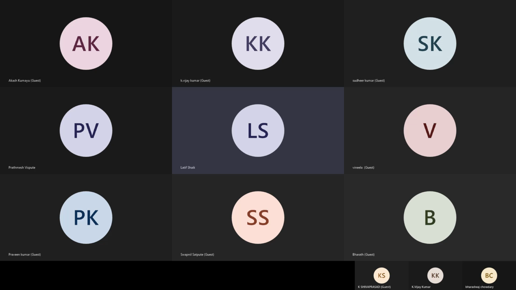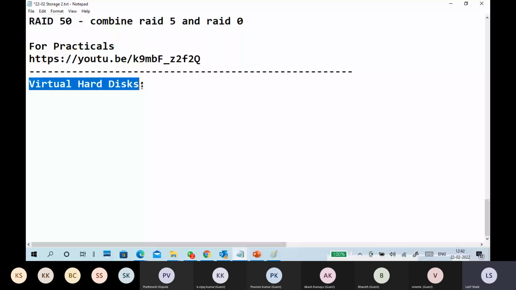So we'll see. What is this virtual hard disk? Okay guys, in virtualization, what physical things do, the same virtual things also do. Like a physical machine is there, a virtual machine is there. Same thing: a physical hard disk is there, and a virtual hard disk is also there.